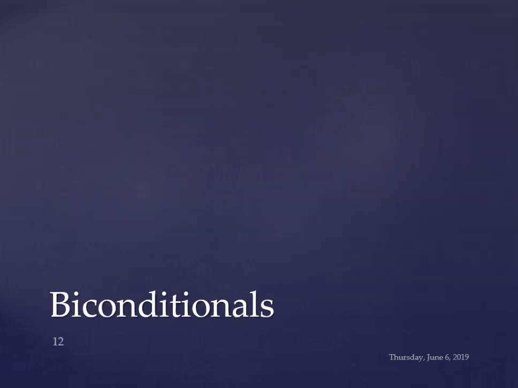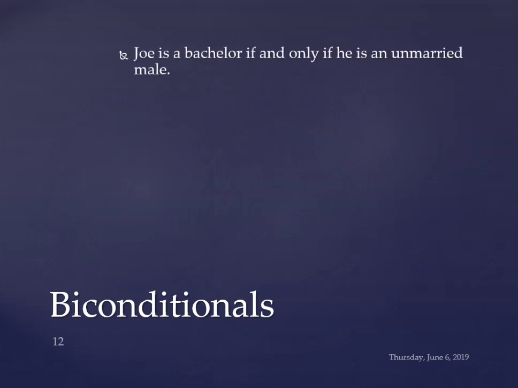All right, let's talk about biconditionals. Okay, a biconditional. Well, let's give you an example. So here you have a biconditional. Joe is a bachelor if and only if he is an unmarried male. And that's just obviously true. Here's a way of representing that. Now notice, the biconditional is just representing the if and only if part. Joe is a bachelor. But notice how I use the tilde to represent the un part of the married predicate.